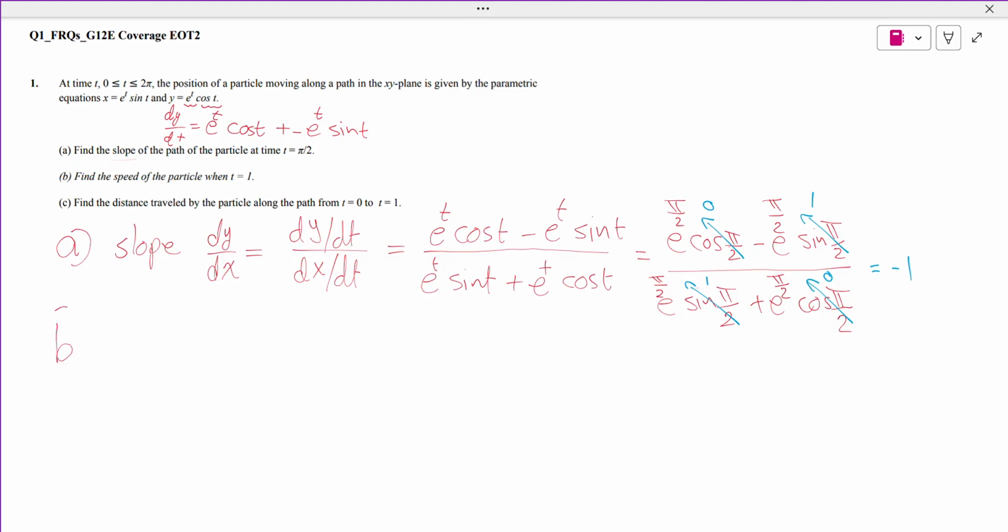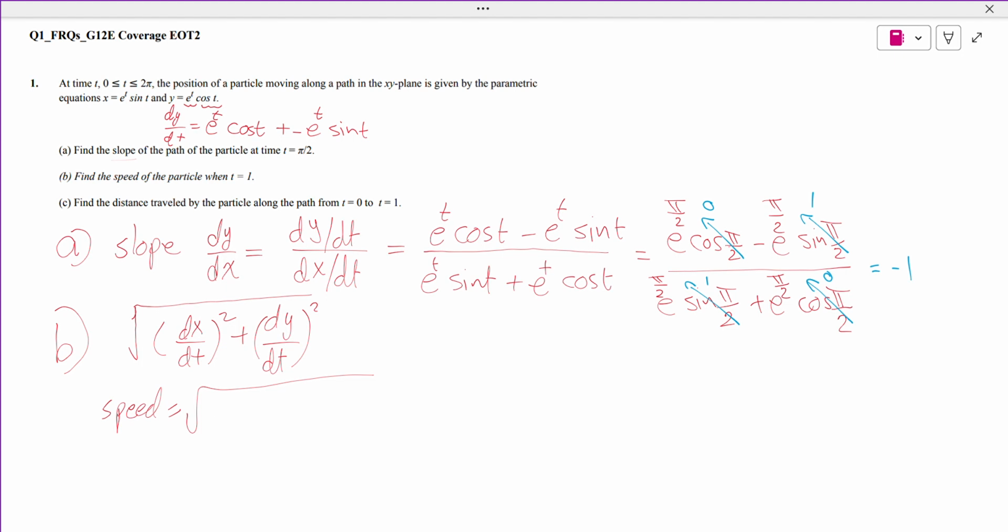Part B says find the speed of the particle when t equals 1. The speed is given by the square root of dx over dt all squared plus dy over dt all squared. So we need to find dx over dt and dy over dt when t is equal to 1. So for part B, the speed equals square root of, we just found them in part A.